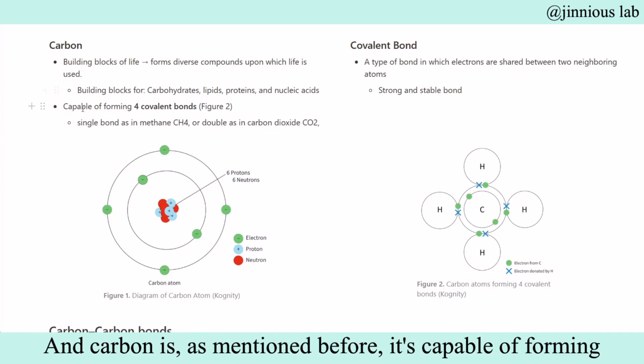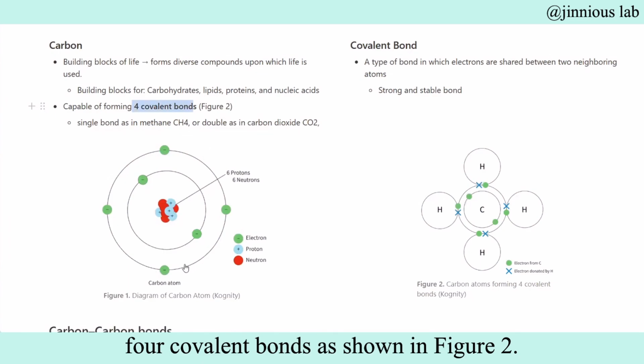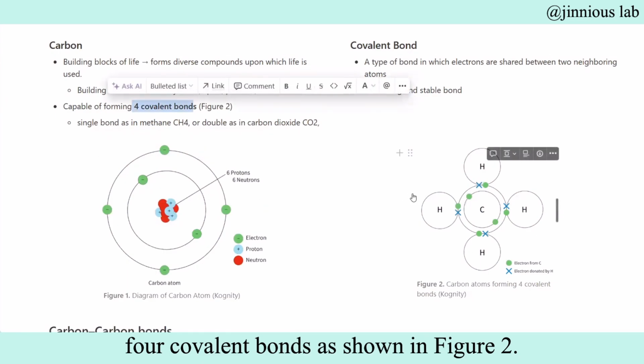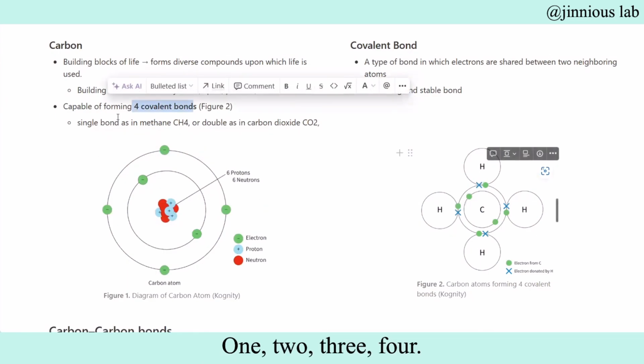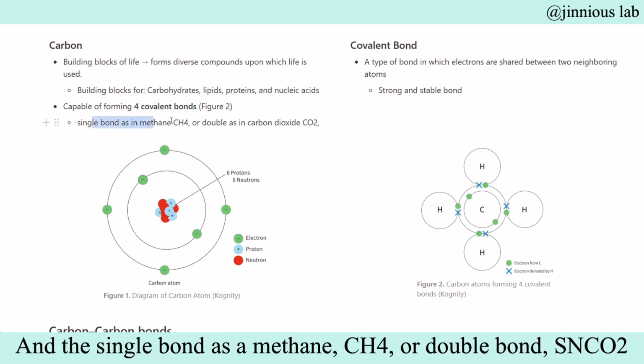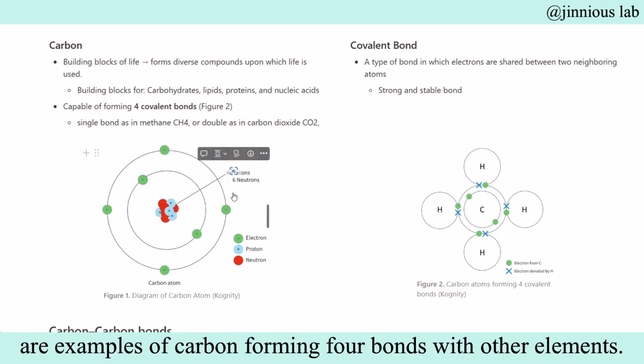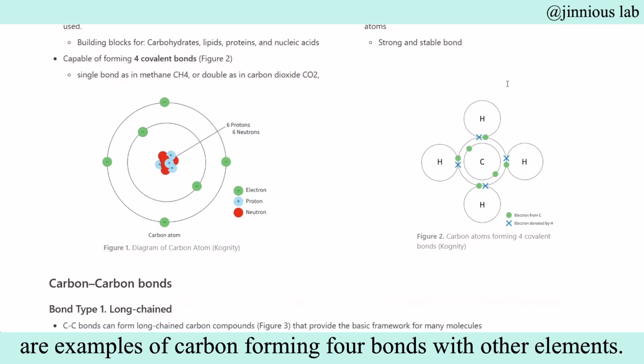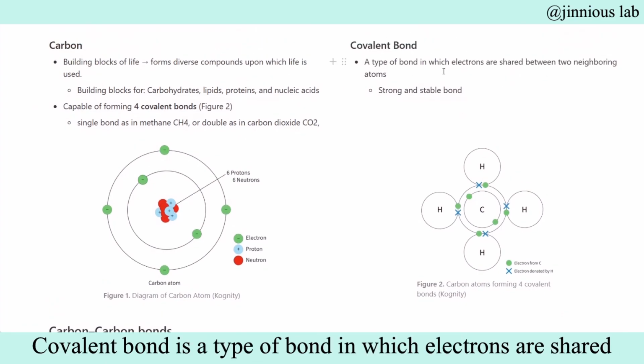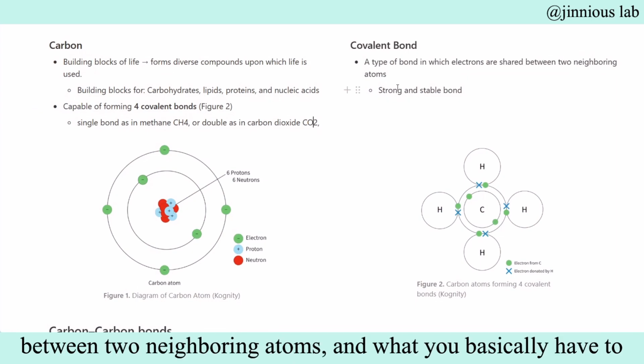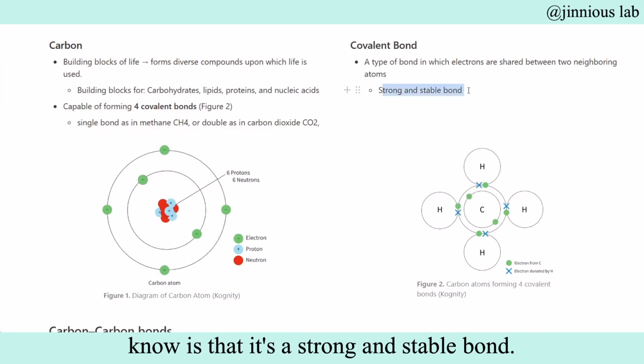And carbon, as mentioned before, is capable of forming four covalent bonds, as shown in Figure 2. 1, 2, 3, 4. The single bonds in methane CH4 or double bonds as in CO2 are examples of carbon forming four bonds with other elements. A covalent bond is a type of bond in which electrons are shared between two neighboring atoms, and what you basically have to know is that it's a strong and stable bond.